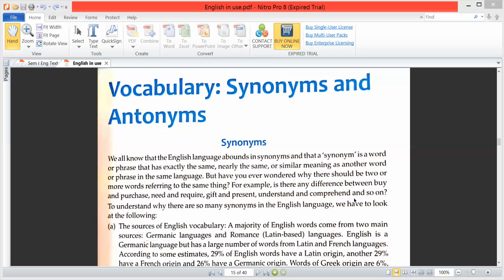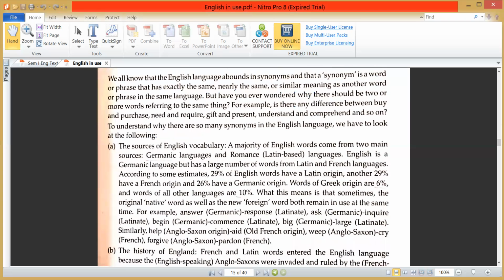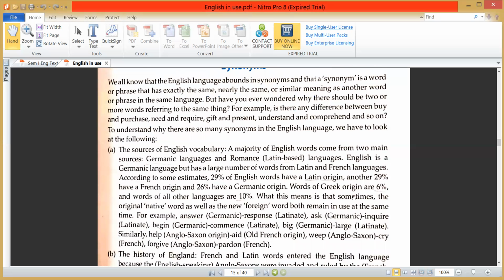Before we go ahead, we need to understand what the sources of English vocabulary are. When we look at it, we see that the major part of the words in English come from two main sources. One is the Germanic languages and the other is Romance, which means Latin-based languages. Here we see that English has been influenced by the Germanic languages, and most of the words have been taken from Latin and French too.